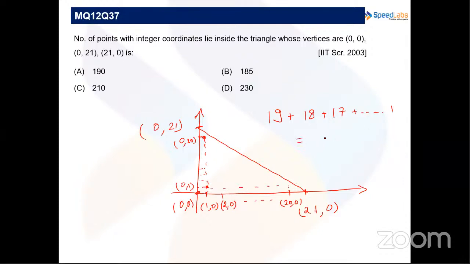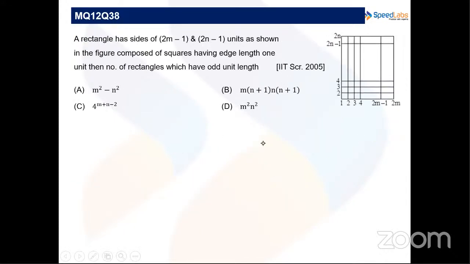So writing this, the total will be n into (n plus 1) by 2. So our option will be 190. 190, yeah, correct. Going to the next question.